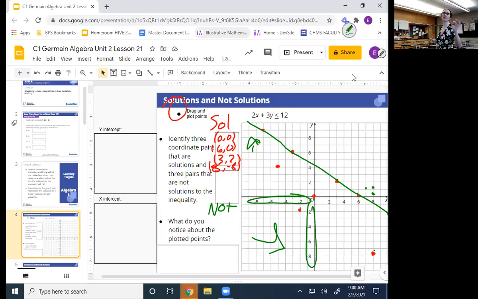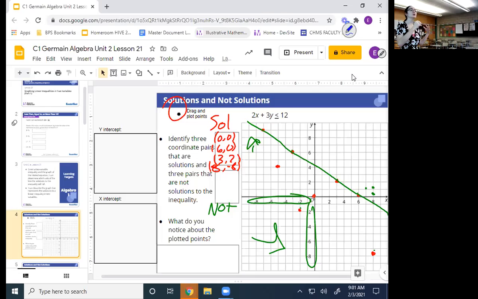Tyler, can you unmute and can you tell me one that you thought was not a solution here? What do you think, Tyler? Okay.